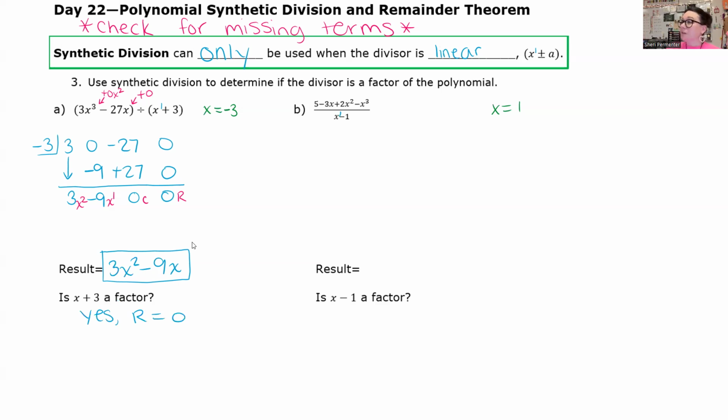This is a much faster process than long division, but the only setback is that you can only use it when you're dividing by x plus or minus something. You can't have a bunch of terms or anything above x to the first power.